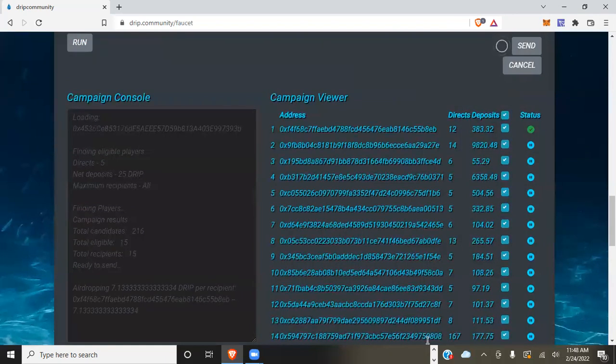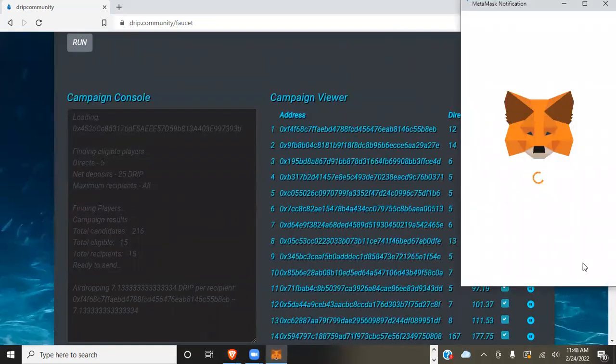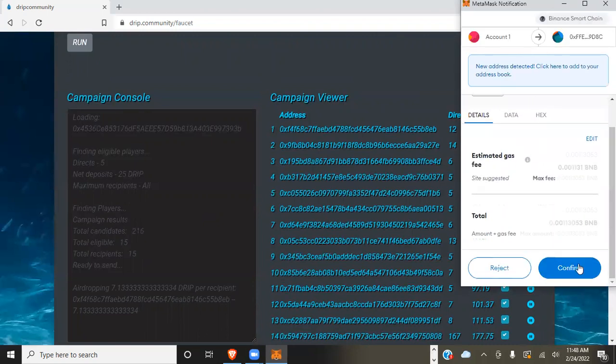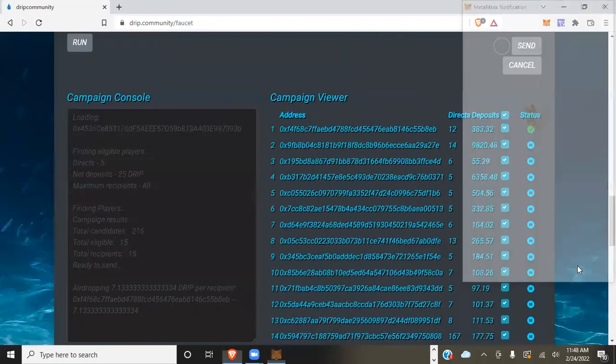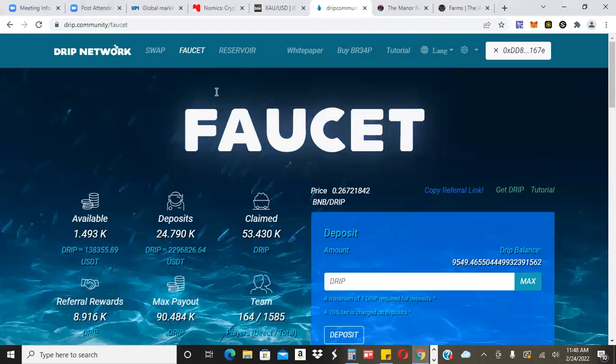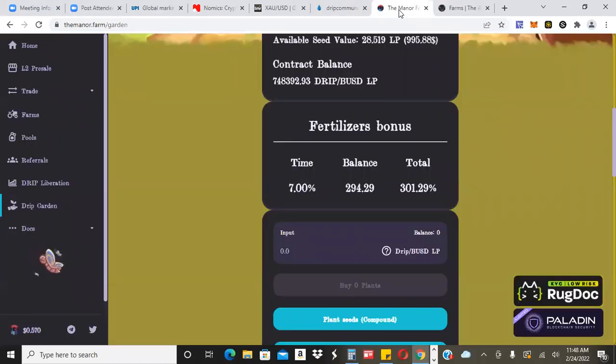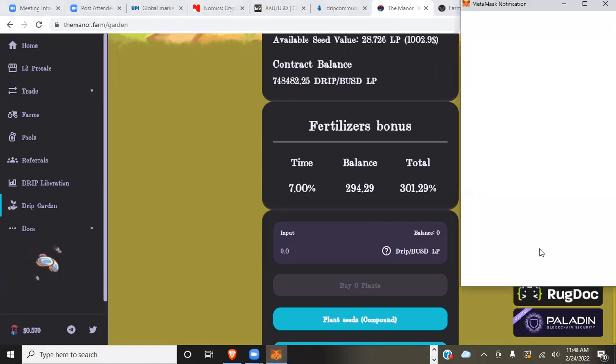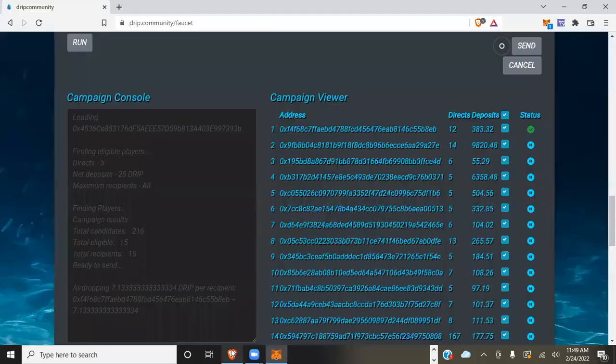All right. So while this is running, let's take a quick look at the animal farm. Obviously, you guys know the piggy bank contract. If you watched my video yesterday, that's launching this upcoming Tuesday. So be ready for that. You're going to jump into that. Here is the garden.